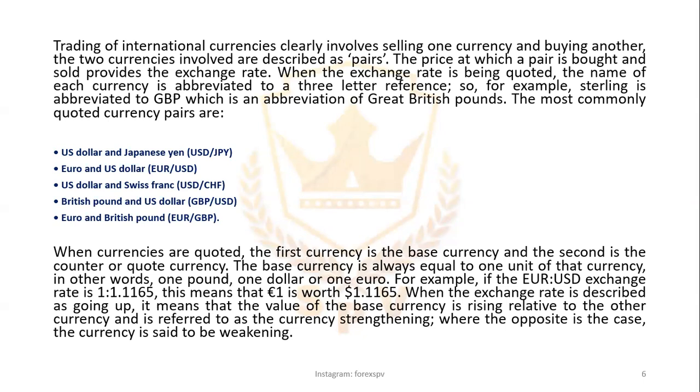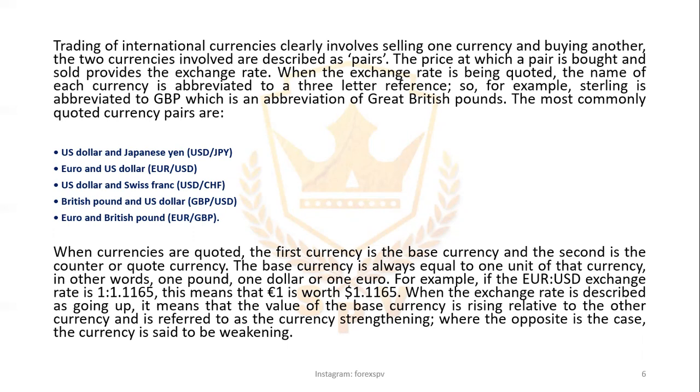So the price at which a pair is bought and sold provides the exchange rate. So the numbers that you see on your MT4, those are the exchange rates. When the exchange rate is being quoted, the name of each currency is abbreviated to a three-letter reference. For example, the British pound sterling is abbreviated as GBP.